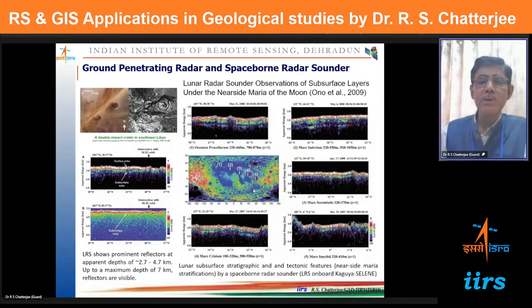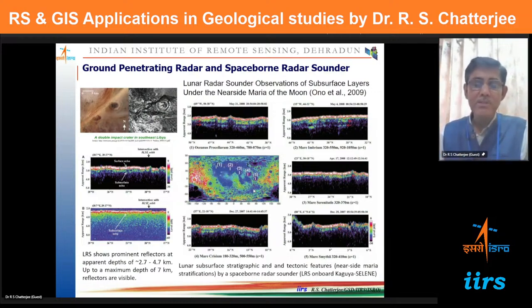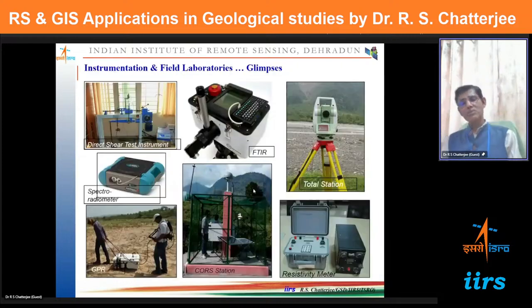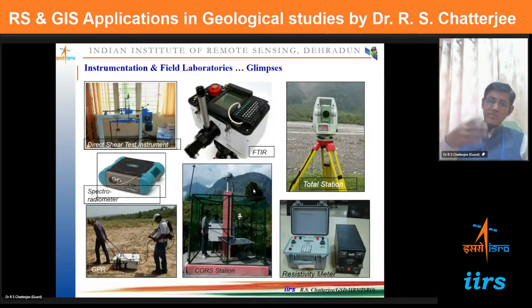Now, if you have a spaceborne radar sounder, you can have subsurface information also. You can get the layering of the regolith layers in the case of the Moon, or interpret subsurface layers. But remote sensing should be studied in conjunction with ground-based observation, so that we can calibrate and validate the satellite-based observation.